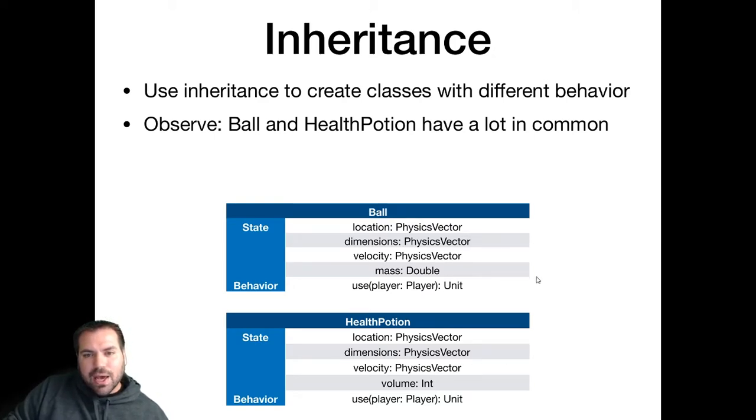So with health potion and ball, we'll notice that there was a lot of common functionality between these. Their state and behavior followed very similar structure. They have the same 3 physics vectors, a little bit different here, mass or volume, and they both have a use method that takes a player and returns unit. So this is a lot in common.